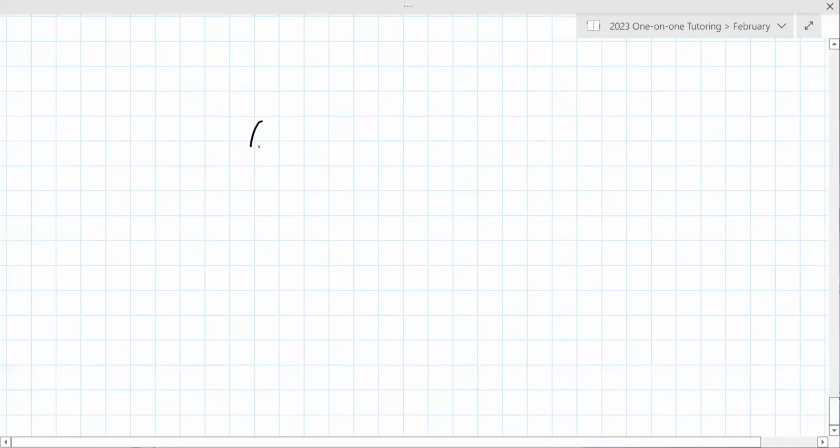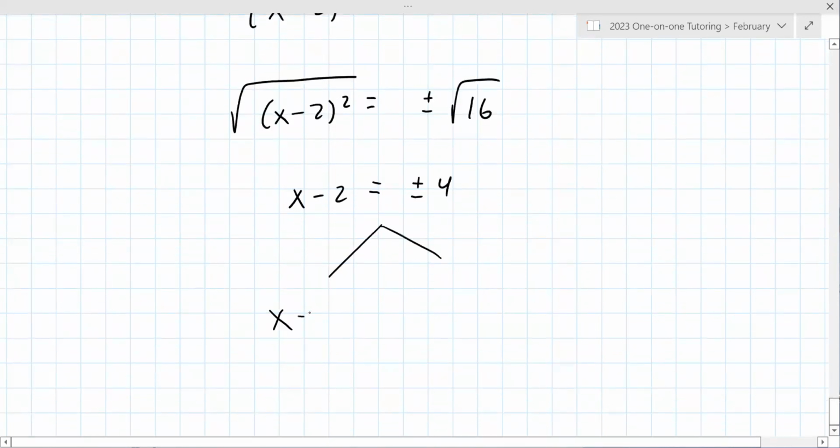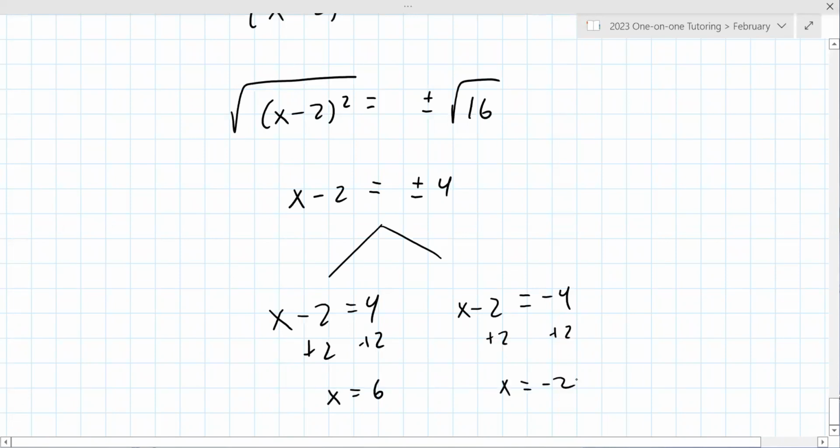Real quick, in the time we have left, let's say it's x minus 2 squared equals 16. If you take the square root of both sides, you get x minus 2 equals plus or minus 4. You have two equations here: x minus 2 equals 4, x minus 2 equals minus 4. Add 2 to both sides, and you get your two answers, x equals 6, x equals minus 2. We can do more of this next time, but we do have to stop here.